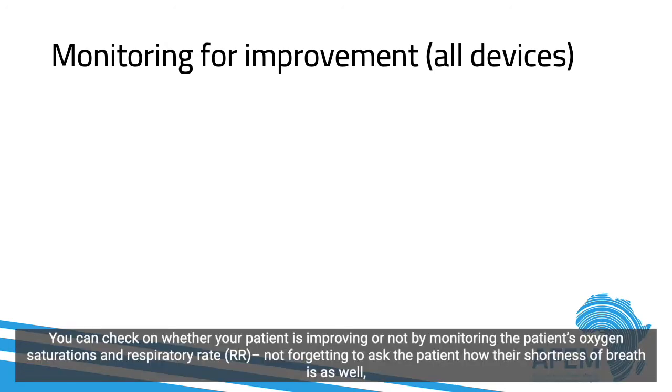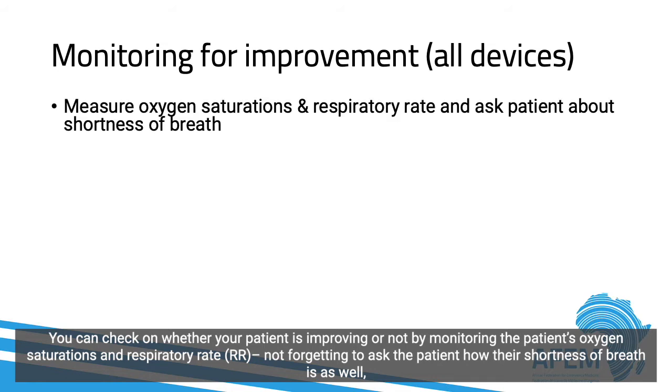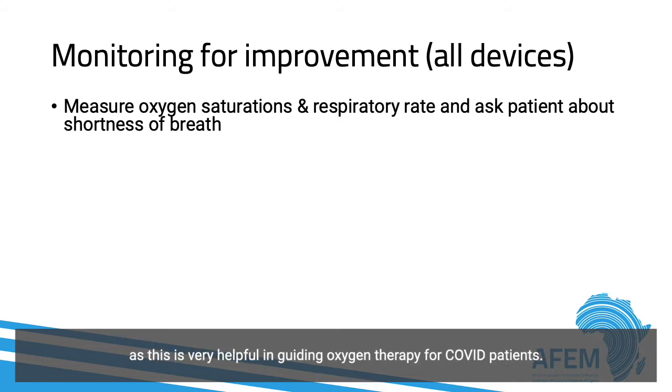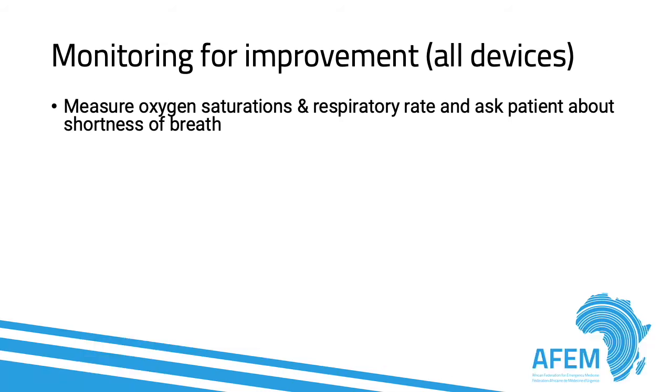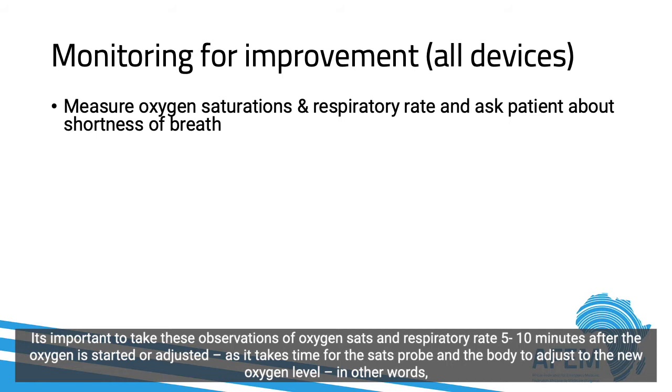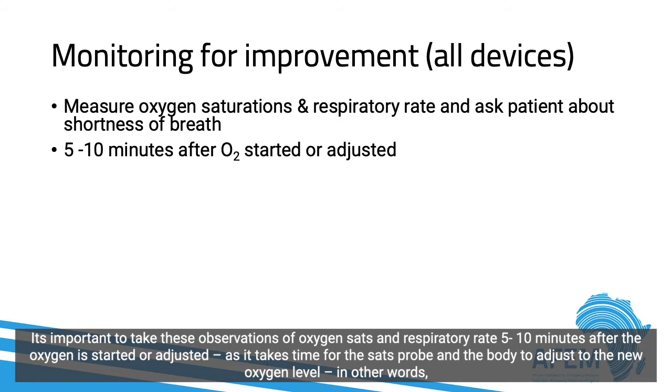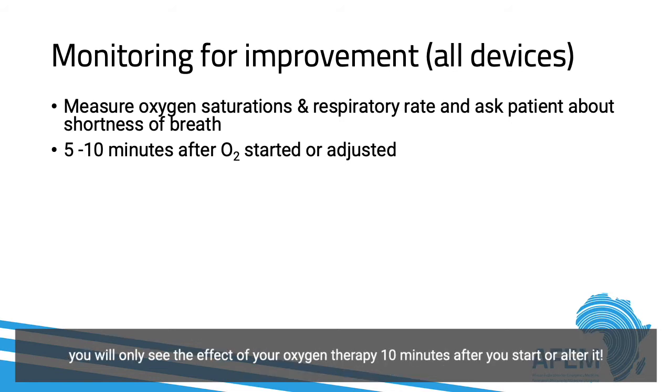You can check on whether your patient is improving or not by monitoring the patient's oxygen saturations and respiratory rate, not forgetting to ask the patient how their shortness of breath is as well, as this is very helpful in guiding oxygen therapy for COVID-19 patients. It is important to take these observations of oxygen sats and respiratory rate 5 to 10 minutes after the oxygen is started or adjusted, as it takes time for the SATS probe and the body to adjust to the new oxygen level. In other words, you will only see the effect of your oxygen therapy 10 minutes after you start or alter it.